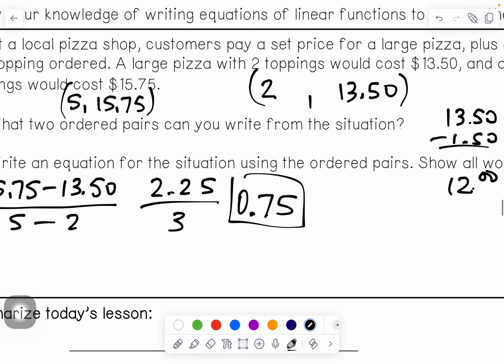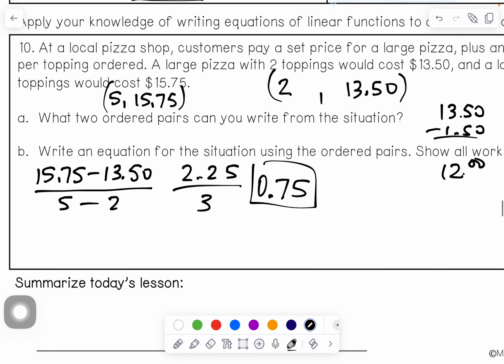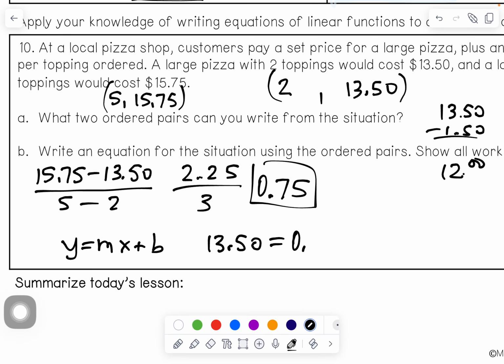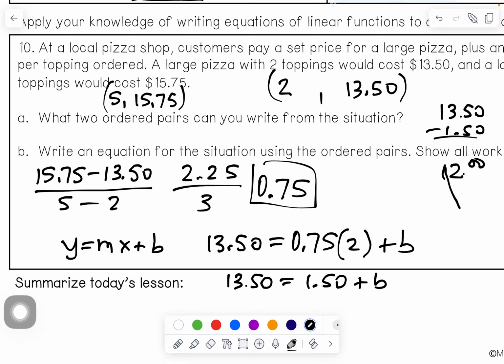But if you use the process we talked about today in this video, you're going to do y equals mx plus b. You're going to choose a point. I'll choose 13.50, comma 2. So I'm going to plug in 13.50 for y, 0.75 for m, and 2 for x, plus b. You're going to end up doing the same process I did in my head, which is 13.50 equaling $1.50 plus b. And when I subtract $1.50, I find out that my b value ends up being 12.